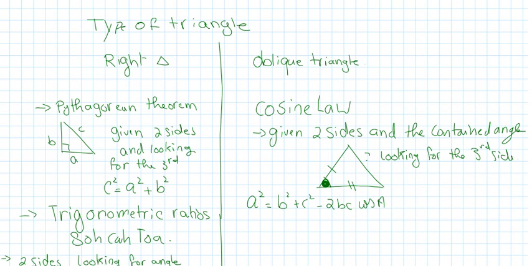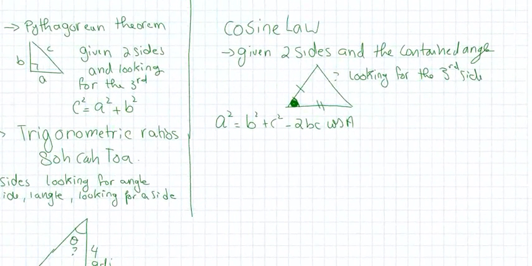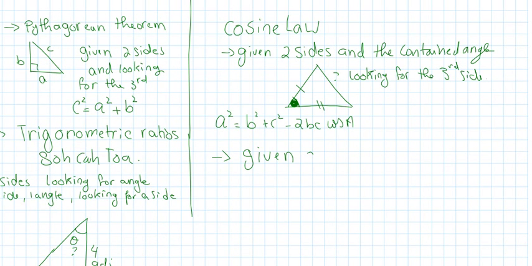Your other scenario is when you are given all three sides. So you see how it's easier to know if it's cosine law or not? And in this case, you're looking for an angle.